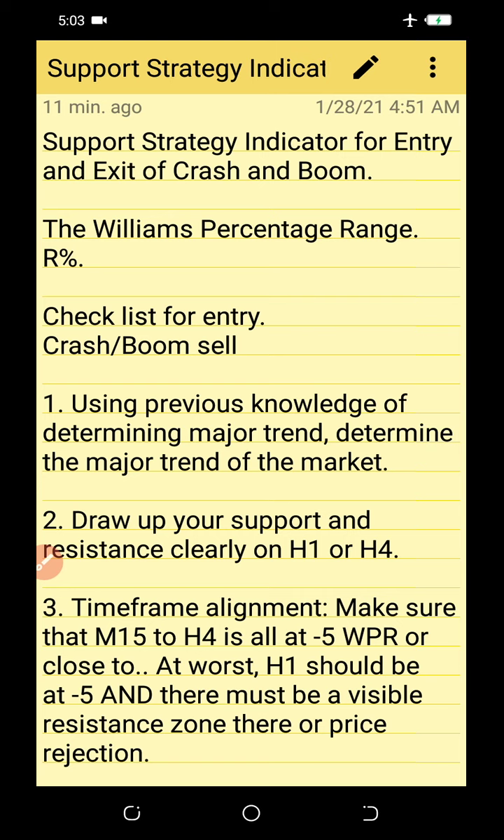Now number two, you have to clearly draw up your support and resistance. I've said in my previous video that as a trader, the first thing you do each day when you want to start trading is draw support and resistance on higher time frames, maybe H1 and H4. You just mark them because those are points where market prices will likely react because of history. So let us see how it helps us. Now there's going to be time frame alignment, and this is where the crux of this new entry and exit tweak comes about.